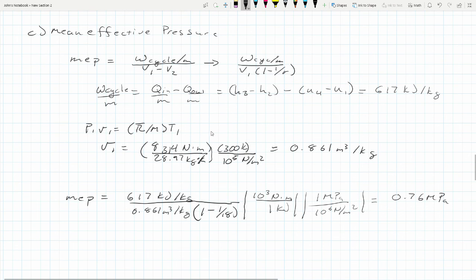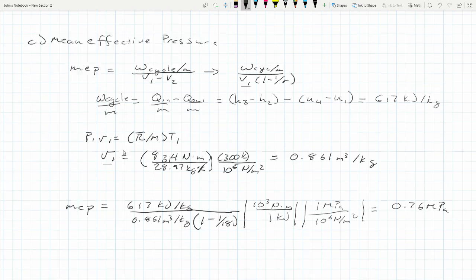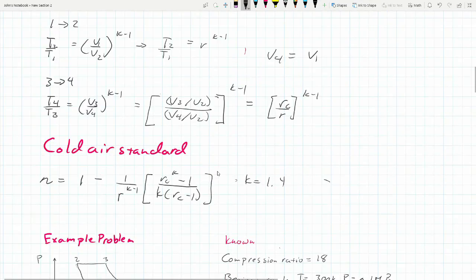Then from that, we need to know also, as you can see here, the volume. So we use ideal gas law to find the specific volume at state point 1. From that, we then can find the mean effective pressure. However, since everything is in different units, we have to do dimensional analysis, and we finally get a mean effective pressure of 0.76 megapascals. This problem is how you will analyze diesel cycles.